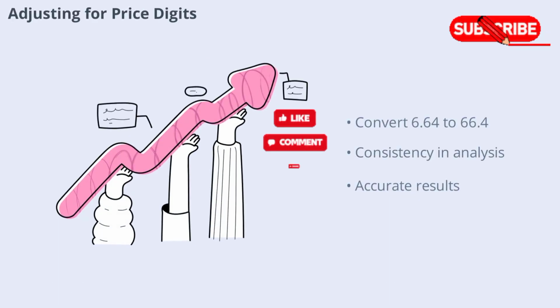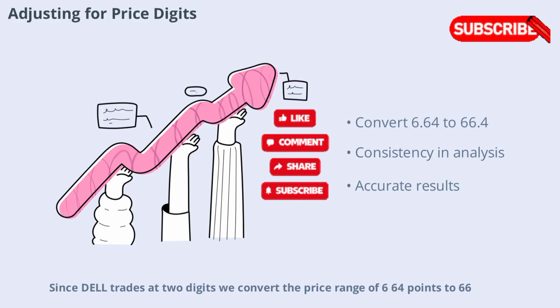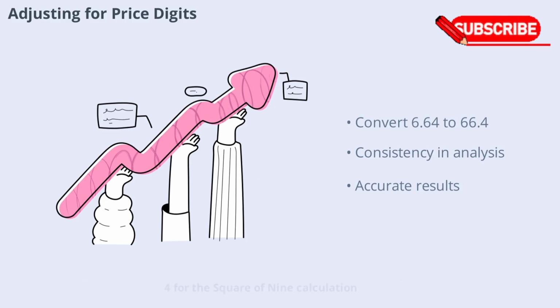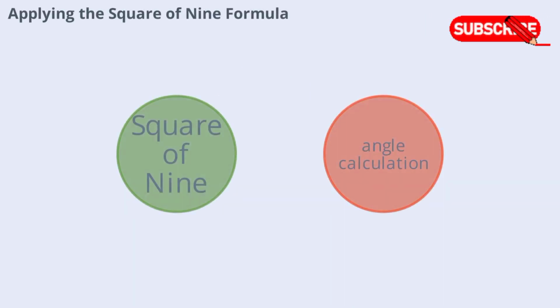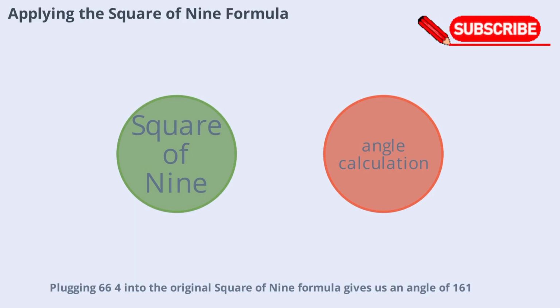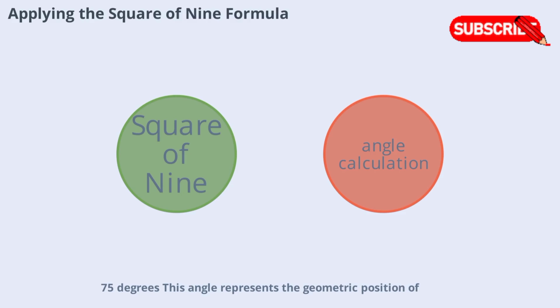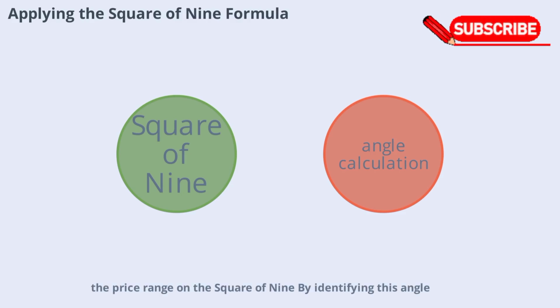Since Dell trades at 2 digits, we convert the price range of 6.64 points to 66.4 for the square of 9 calculation. This adjustment ensures consistency when applying the formula, regardless of whether you're analyzing a high-priced index or a lower-priced stock. Proper conversion is key to accurate analysis and meaningful results. Plugging 66.4 into the original square of 9 formula gives us an angle of 161.75 degrees. This angle represents the geometric position of the price range on the square of 9.